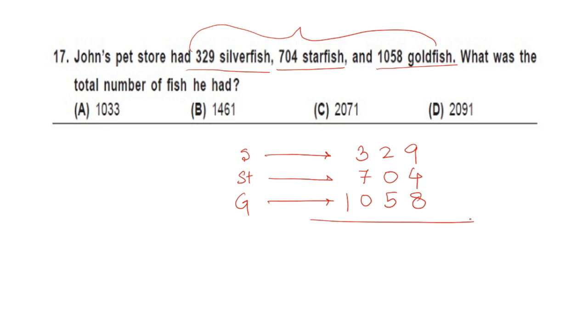positions clearly. Now, 9 plus 4 is 13 and 13 plus 8 is 21. So you have 1, carry 2, 2 plus 2 is 4, 4 plus 5 is 9, 3 plus 7 is 10, 0 carry 1 and 1 plus 1 is 2. So it is 2091, the total number of fish, that is option D.